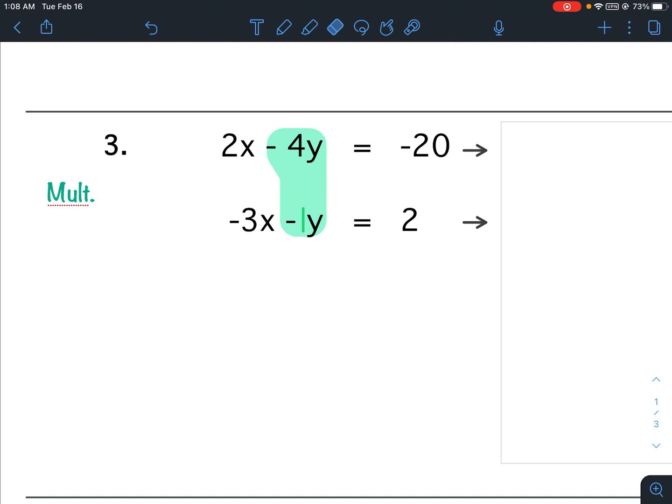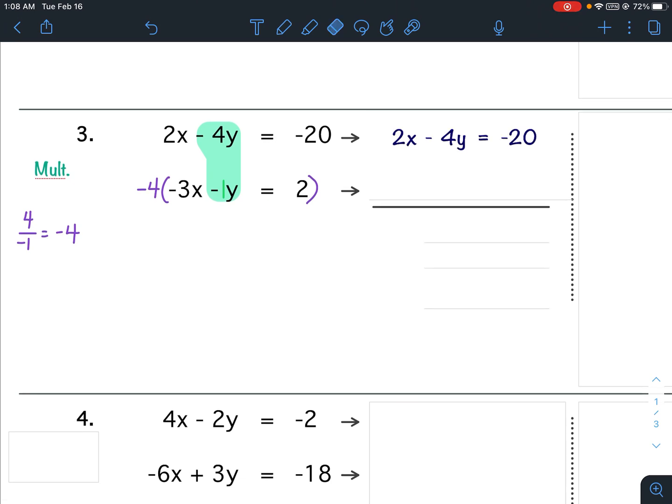So now I need to figure out what I am going to multiply by. Well, we always multiply the equation with the smaller term, and the -1y is the smaller term. I'm going to multiply the bottom equation. What do I multiply by? Well, I multiply by the opposite of the larger number. So the opposite of -4 is +4, and I divide that by what I have, the smaller term, which is -1. +4 divided by -1 is -4. So I'm going to multiply the bottom equation by -4.